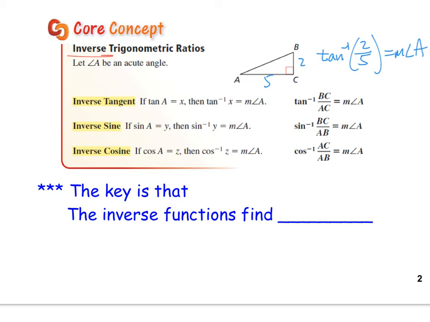The key here is this, that the inverse functions find angle measures. That's the key, okay? So if you want to find an angle measure, use the inverse sine or inverse cosine or inverse tangent, all right? So inverse functions find angle measures. Keep that in mind.